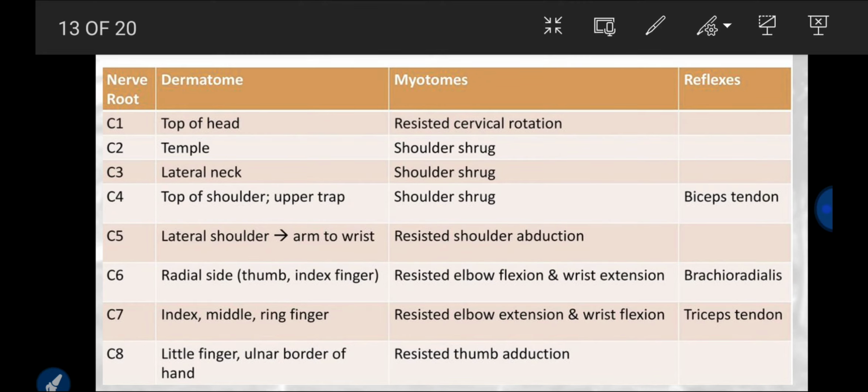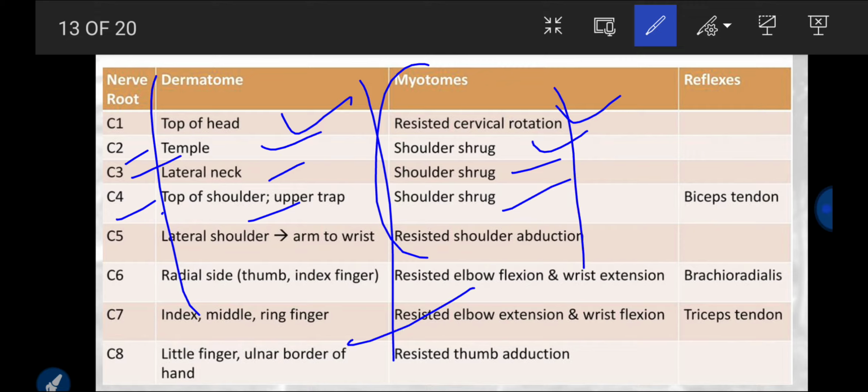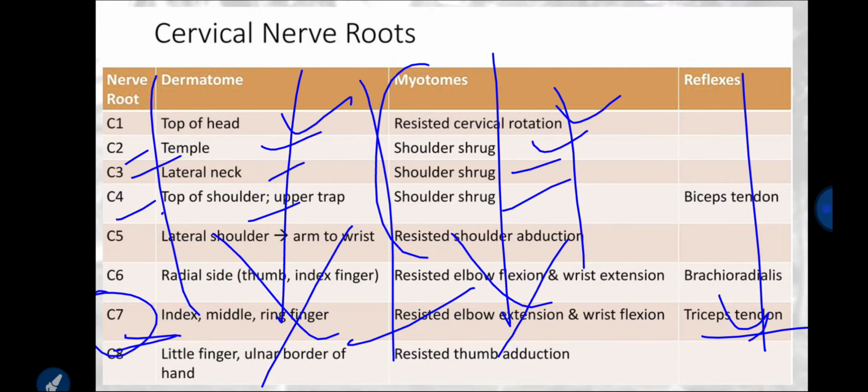Cervical nerve root, so here are some dermatome levels. C1, top of the head, resisted cervical rotation. C2, temple, shoulder shrugs. C3, lateral neck, shoulder shrugs. C4, top of the shoulders, shoulder shrugs. So here are some dermatomes and myotomes. You can find out which reflexes, myotomes and dermatomes are affected. You have to watch this full scenario on YouTube.